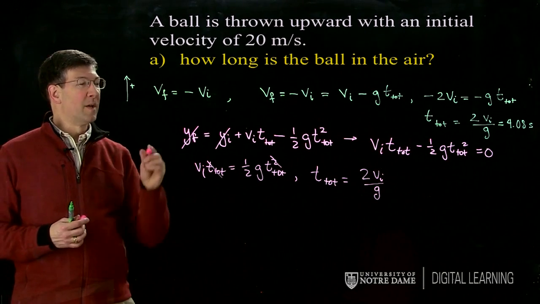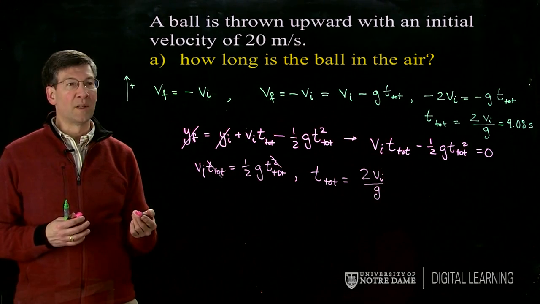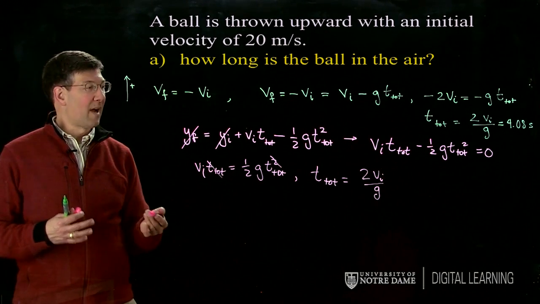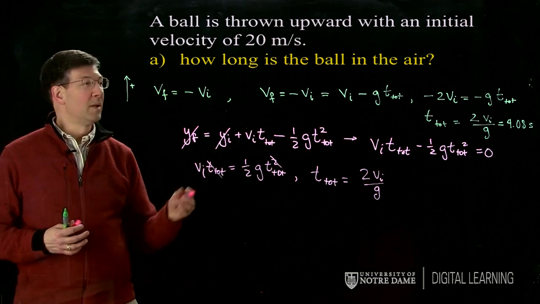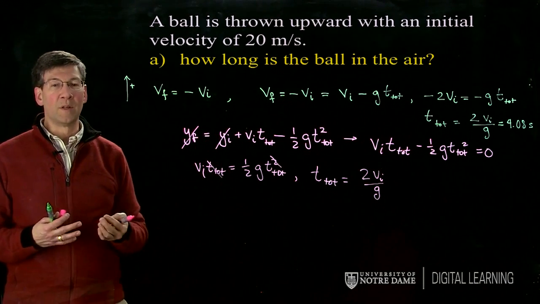The third way to do this is to find half the time it takes to get to the top, and then we know that that's half the time, and we could multiply by 2. Since that's very similar to the top one here, I'm not going to write that out again, but that's another way to think about this motion.